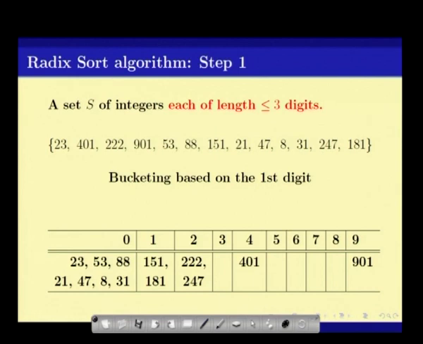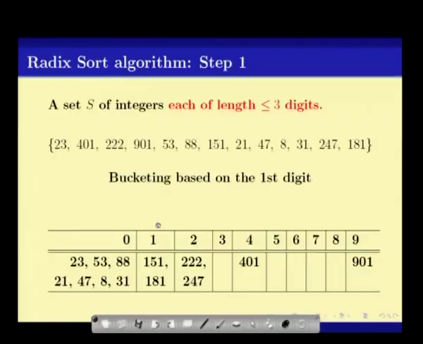So, we put all these elements in different buckets based on their first digit. Note that here the buckets are not sorted. For example, in this case of the zeros bucket, we have 22, 53, 88 and then 21 and then 47. But the fact is that all the elements in this zeros bucket are less than all the elements in the first bucket, which are less than all the elements in the second bucket and so on. It is almost like quick sort. So, if we can somehow sort this first bucket and then sort the second bucket and then sort the third bucket and so on, then we will have a proper sorted list.